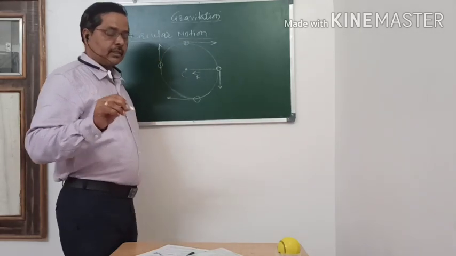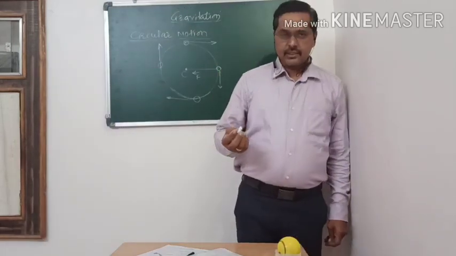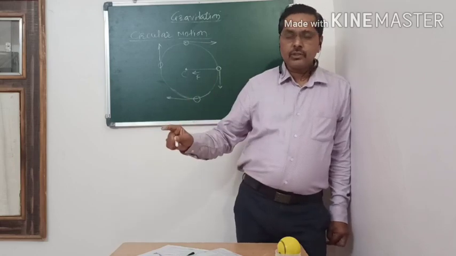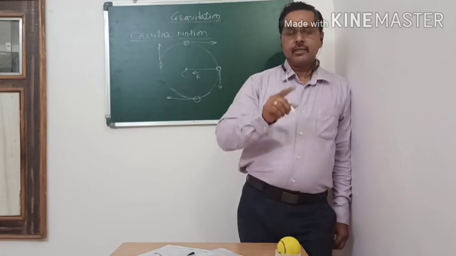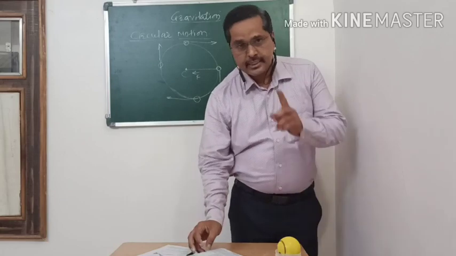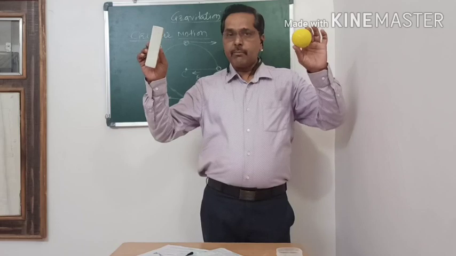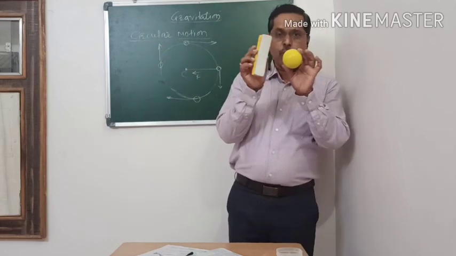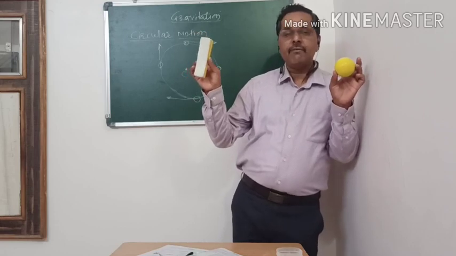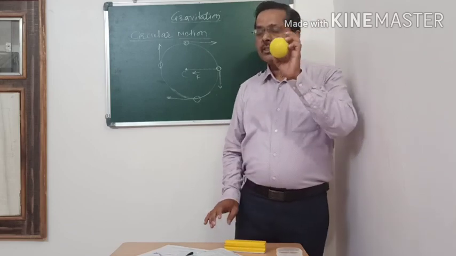So friends, in this small video, we have learned what gravitation is. Gravitation is a long distance force acting between any two objects, not only on Earth but in this universe. Any two objects, that means this ball and this duster. There must be a force of attraction between these two also. And this force of attraction is nothing but the gravitational force.